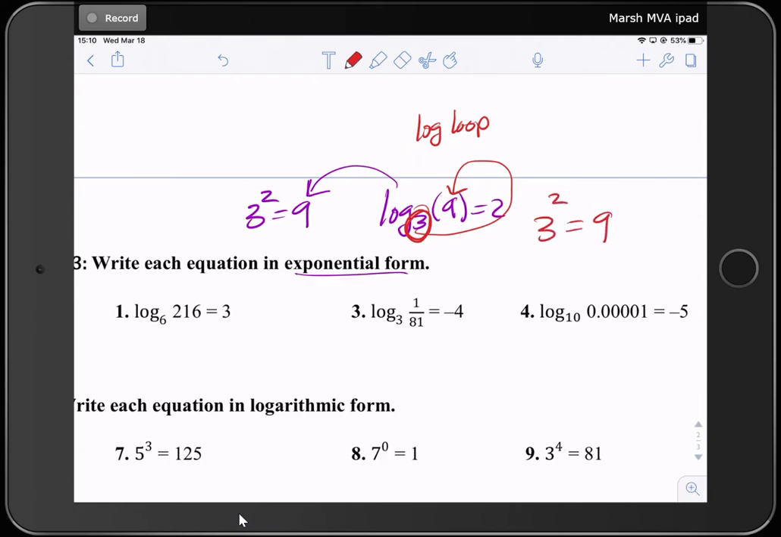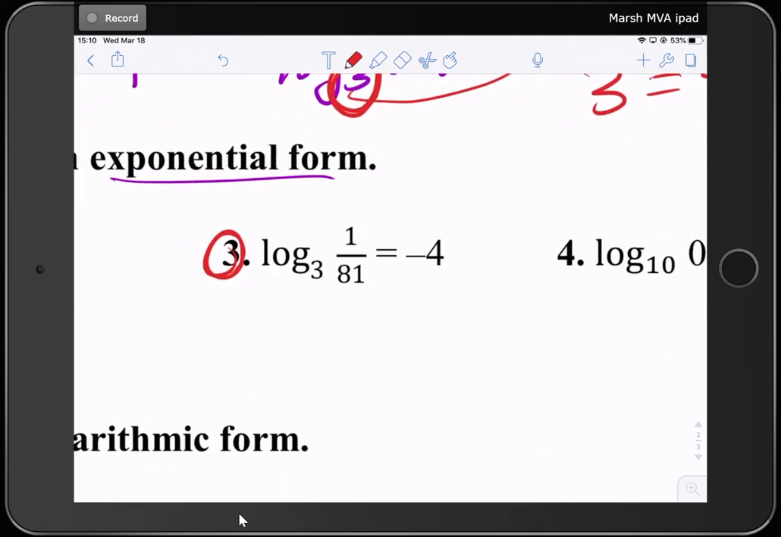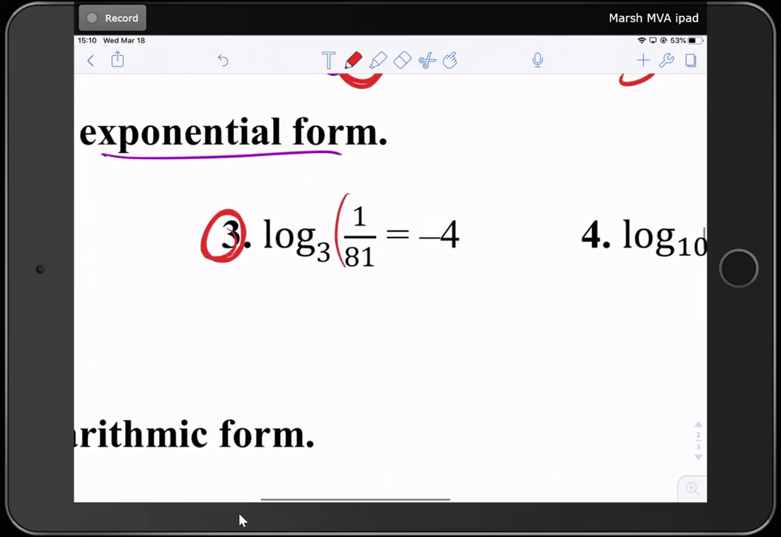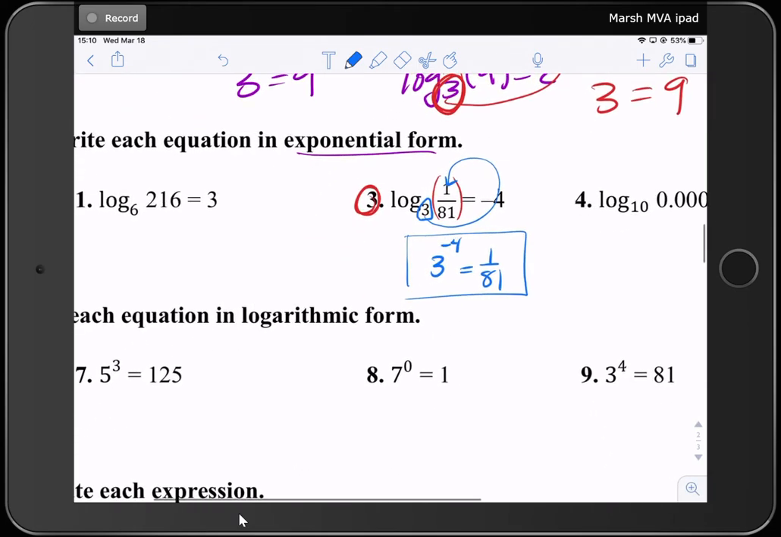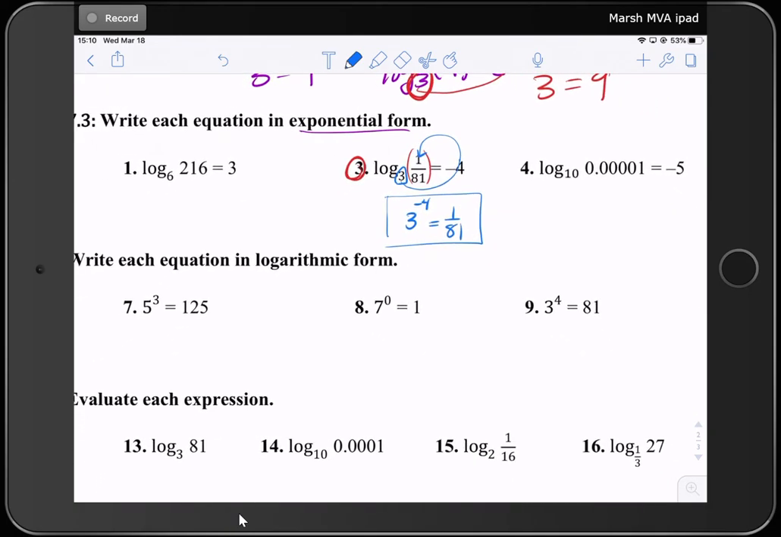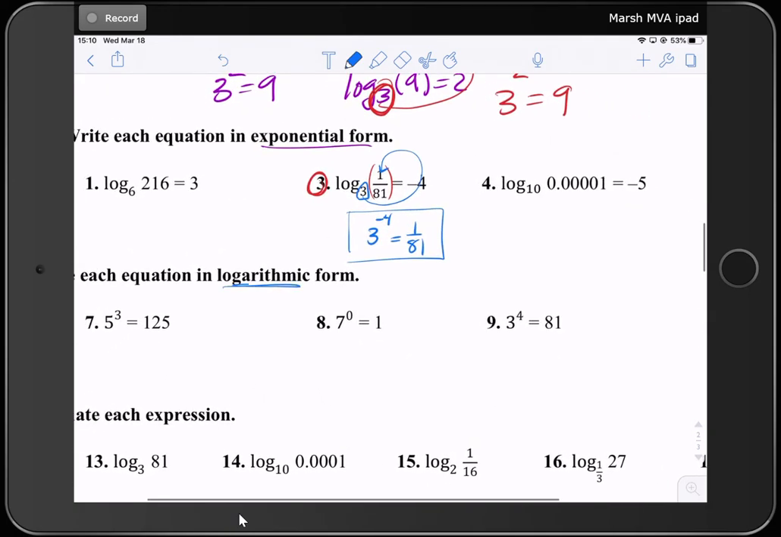Okay, so number 3 here, rewrite in exponent form. Okay, so the power is 1 over 81. Start with the base. The base is 3 raised to the negative 4, 1 over 81. So 3 to the negative 4 is equal to 1 over 81. That's all you have to do on that one. Just rewrite it. It's just interpretation. Can you write it as an exponent when it's given to you as a log? And on this one, can you write it in logarithmic form if you're given an exponent?